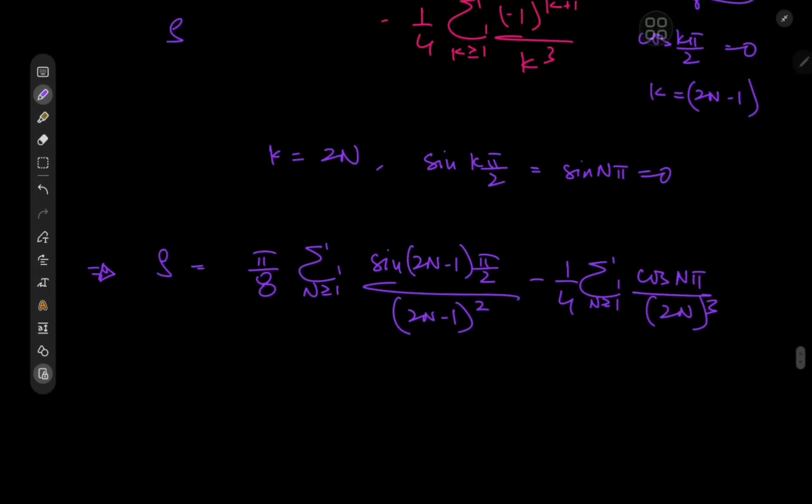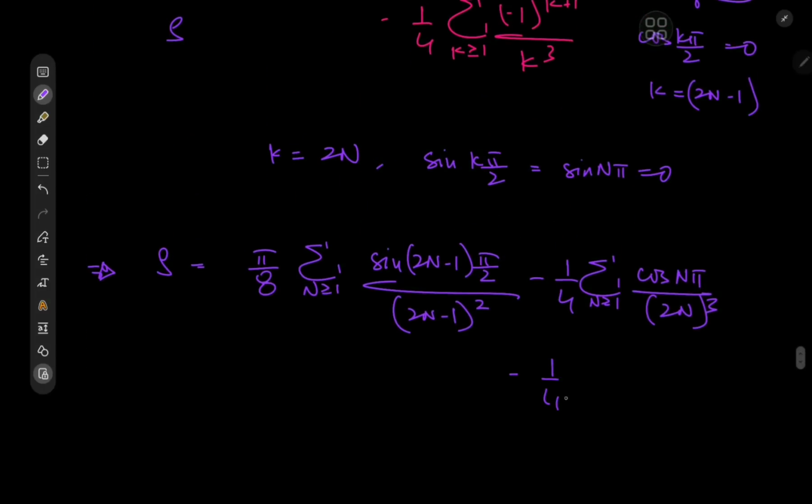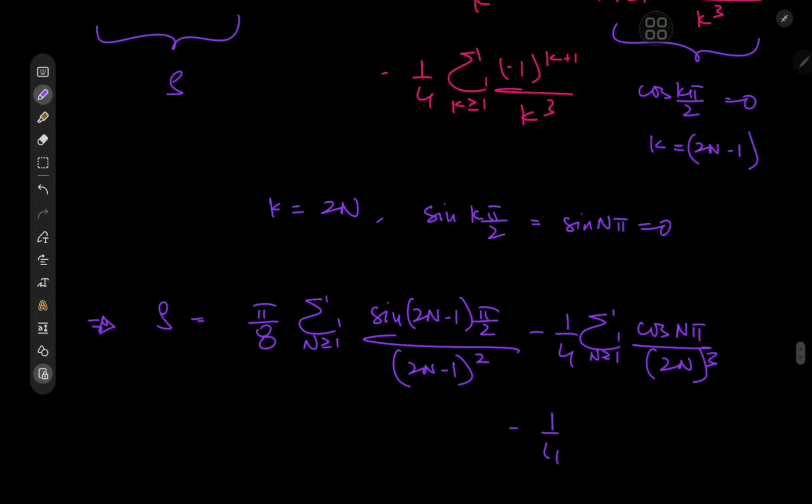And finally, we also had the sum here, which is a quarter of the Dirichlet eta function evaluated at 3.